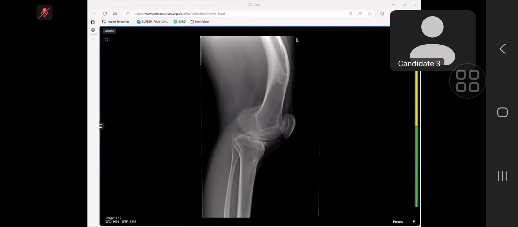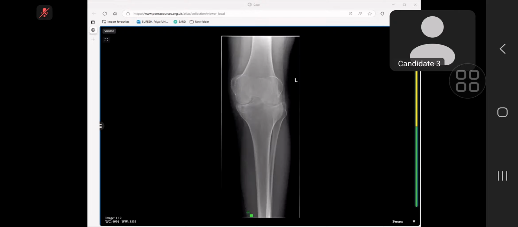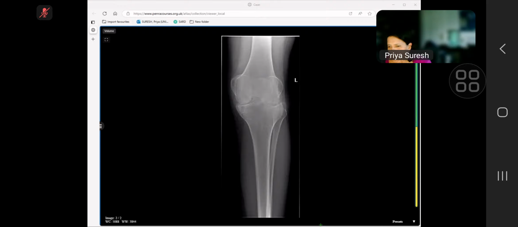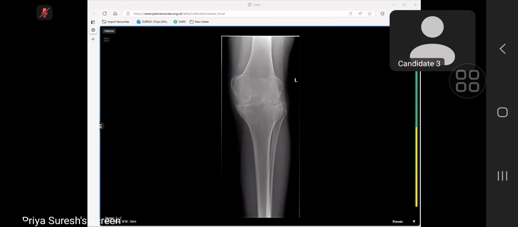No further bony lesion is noted in the rest of the evaluable bone. So I would like to see the AP view of the patient to further confirm. On the AP radiograph, I would like to zoom the image.